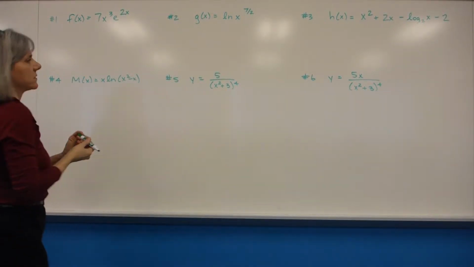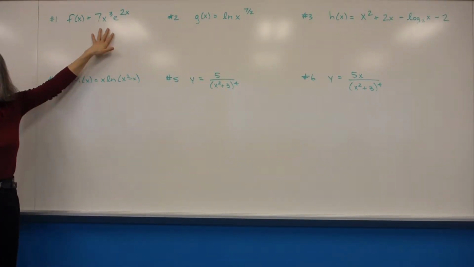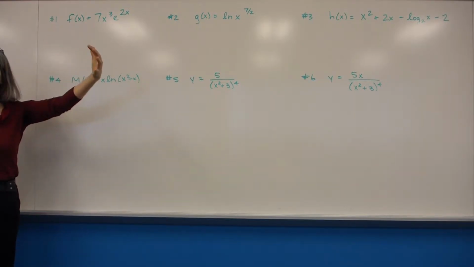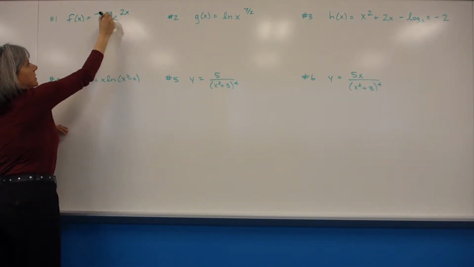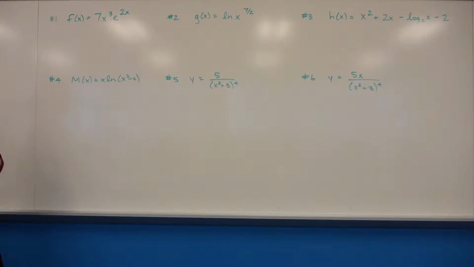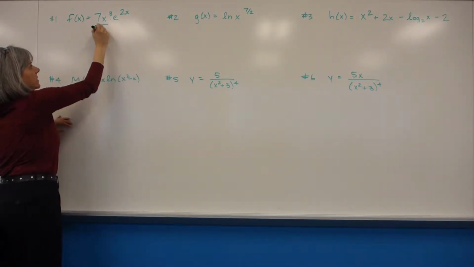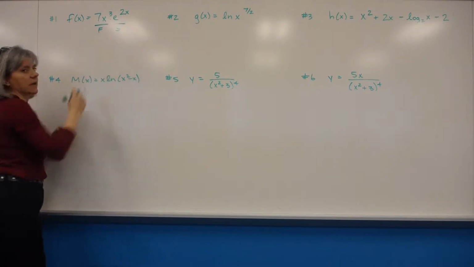Okay, so this first one. What is the big piece that I'm doing here? Product. 7x cubed times e to the 2x. As soon as I say the word times, I know I have product rule. So this is the first, and this is the second.